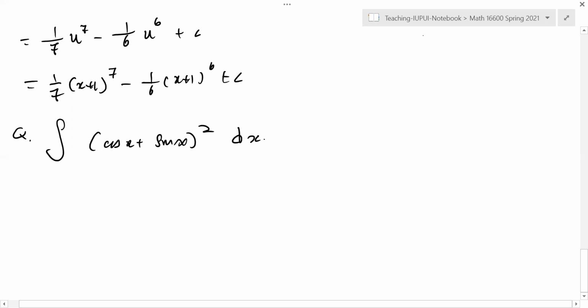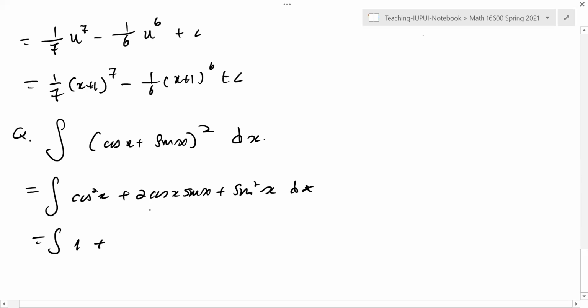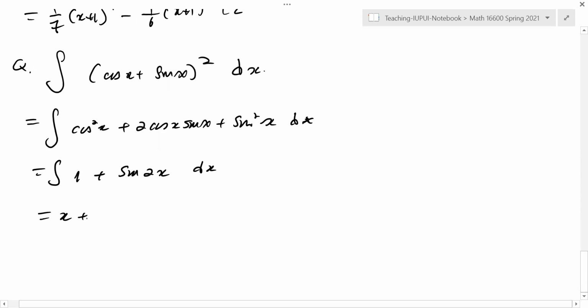So most of the problems you can have multiple solutions. The answer should be the same. The answer may be expressed in different form. So the best way to solve this problem is to square it. Then you find out cosine squared plus sine squared is just 1, and the 2 cosine x sine x is just sine 2x dx. So the antiderivative is just equal to x minus cosine 2x divided by 2 plus constant.